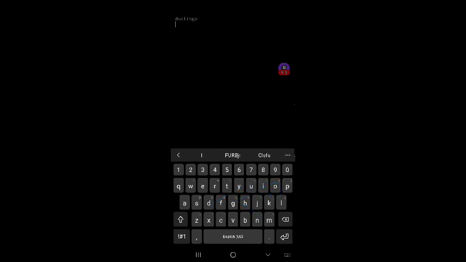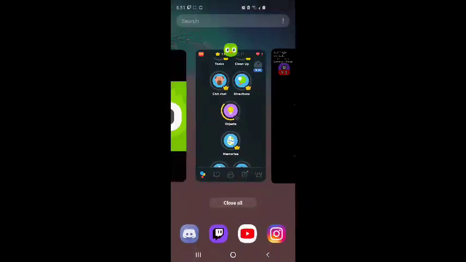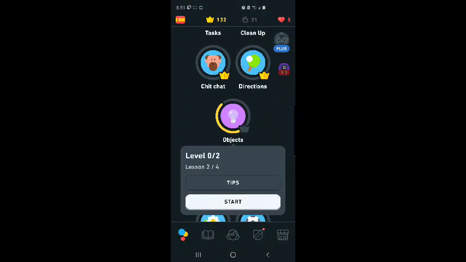Duolingo. Objects. Level zero. See, even the computer knows what I'm talking about. Lesson three. Let's see how I do. Okay, start.